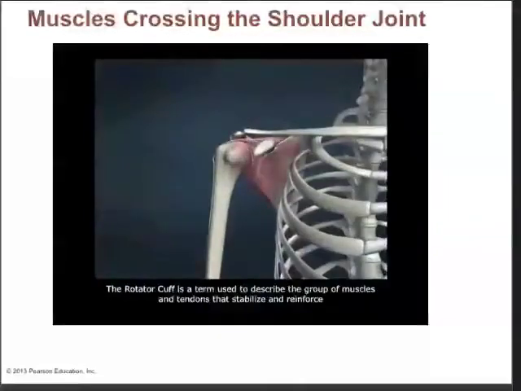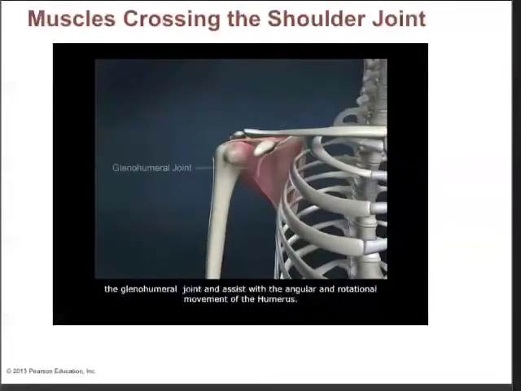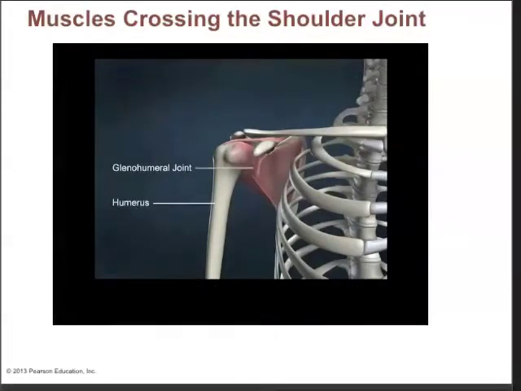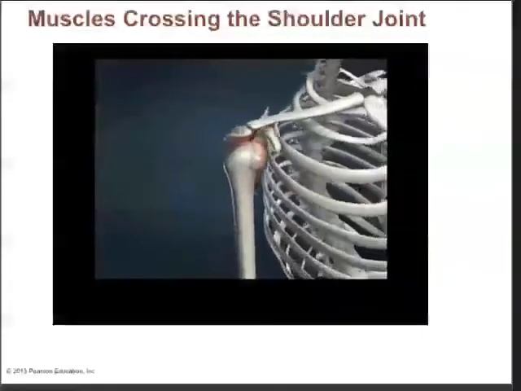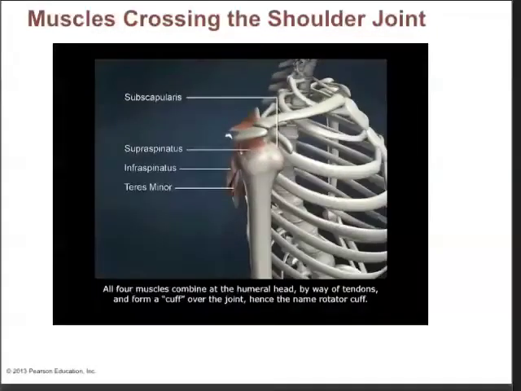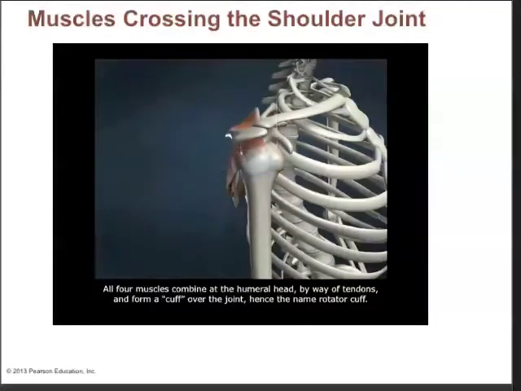The rotator cuff is a term used to describe the group of muscles and tendons that stabilize and reinforce the glenohumeral joint and assist with the angular and rotational movement of the humerus. All 4 muscles combine at the humeral head by way of tendons and form a cuff over the joint, hence the name rotator cuff.